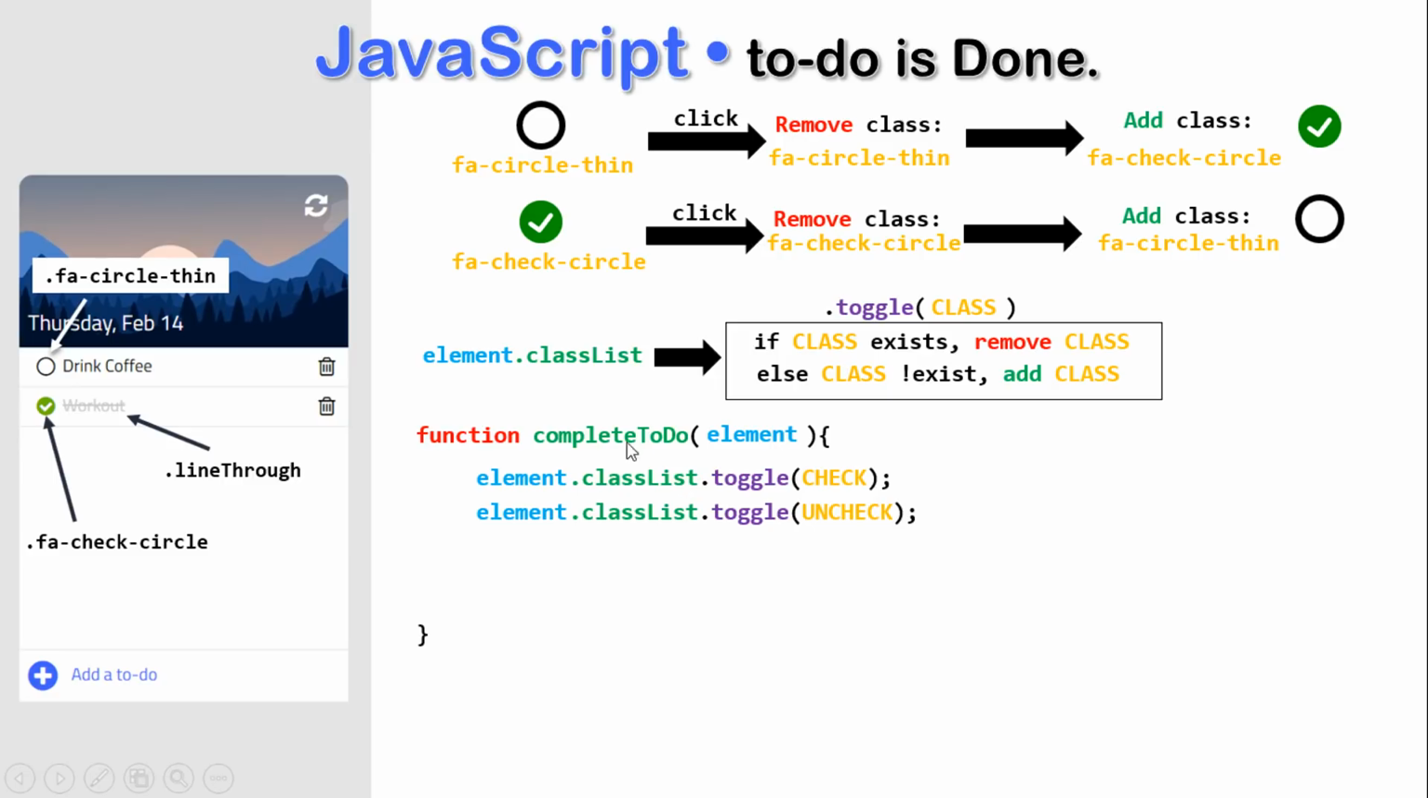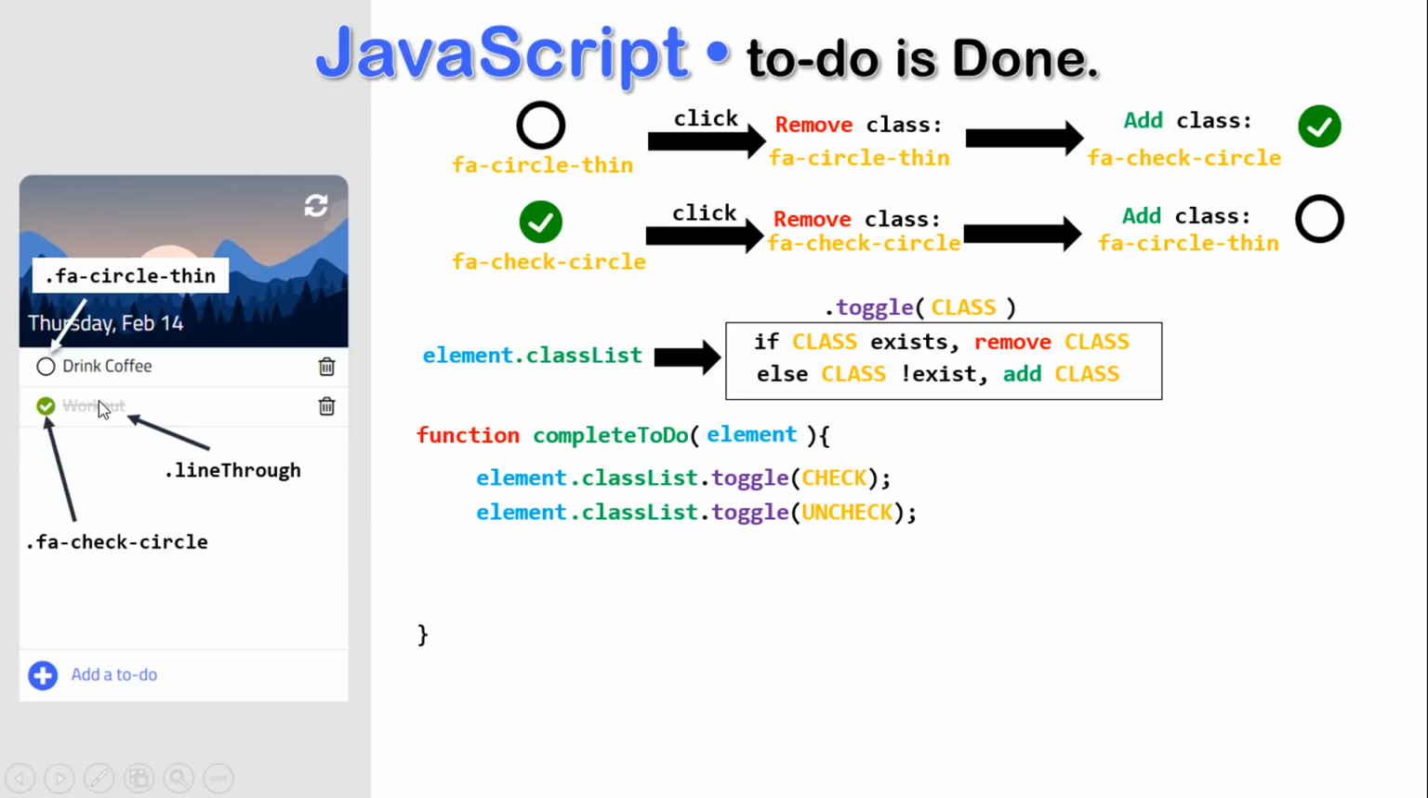So these two lines of code will do one thing. If check is in the class list, we will remove it and add the uncheck. Otherwise, if the uncheck is in the class list, we'll remove it and add the check class to the class list. Now we need to add a line through this text, but we first need to select this text in this element, because the element we selected here is this button.